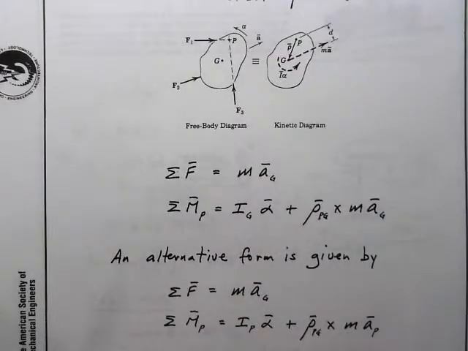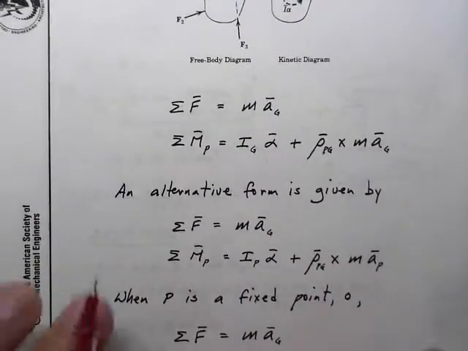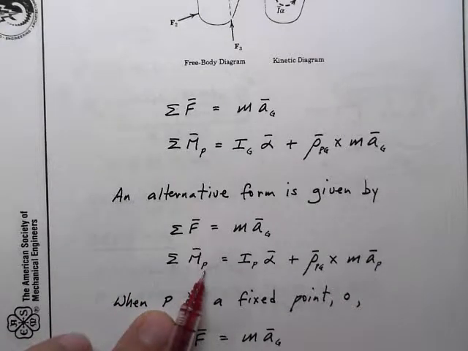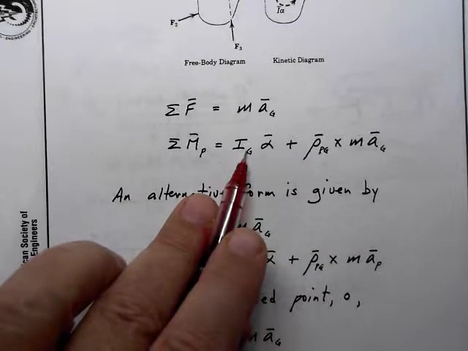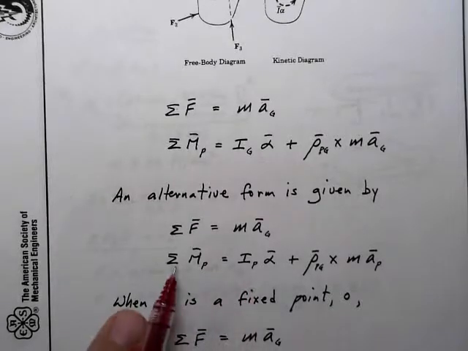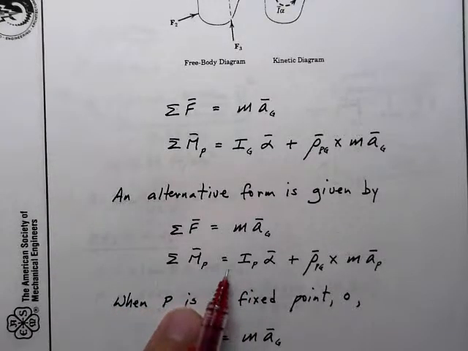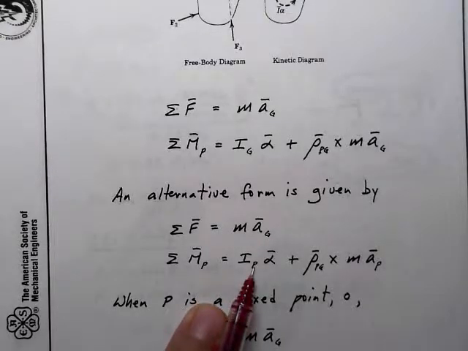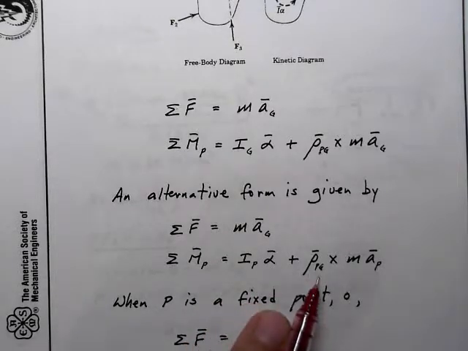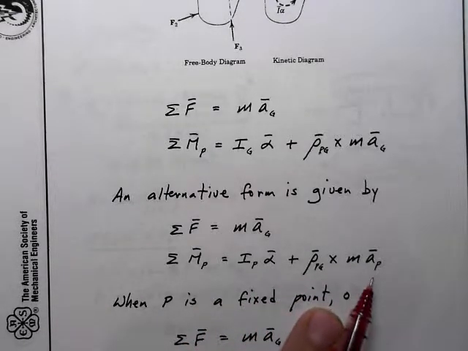Now let's see another possibility of the equation. Let's compare these very carefully. We're still going to take our moments about point P, but rather than using IG, we're going to use the moment of inertia measured about P. So the sum of moments measured about point P is the moment of inertia measured about point P times the alpha of the body plus a rho PG cross mass times the acceleration of point P. So it's a different point of view.